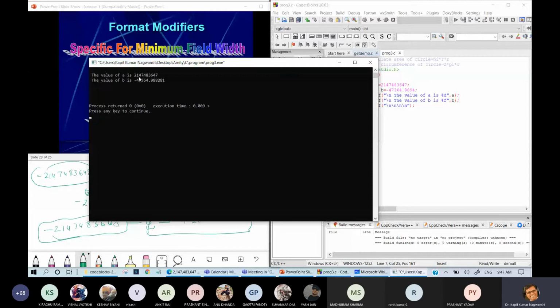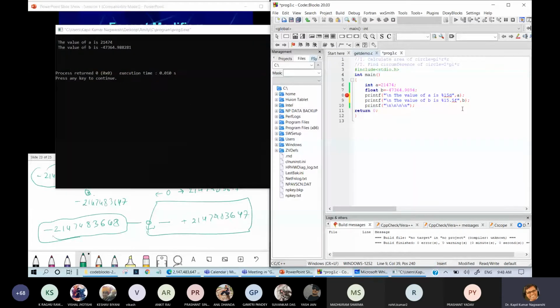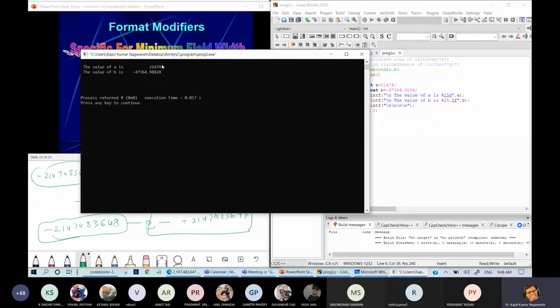Whenever you are writing a number, it must be right justified. That is your expectation. So suppose you write percent 15D and here also 15.5F. Now it will include a total of 15 characters from left to right. This will give you a much better format. Here you can see that from this place to this place, a total of 15 characters must be there. Understand or not?